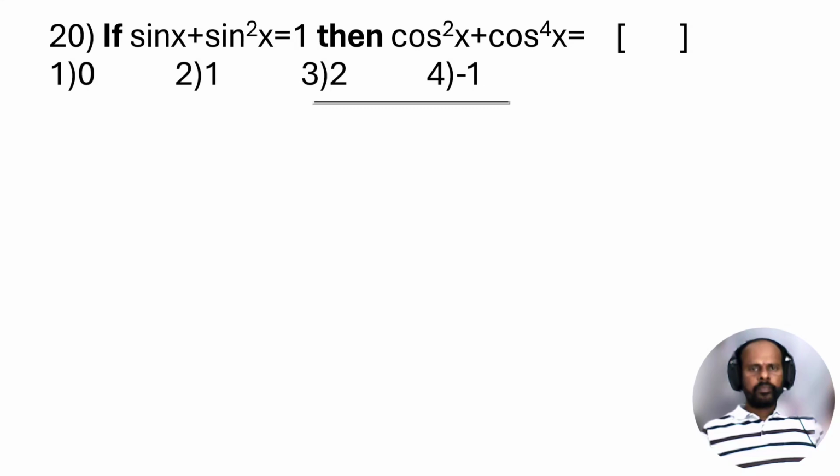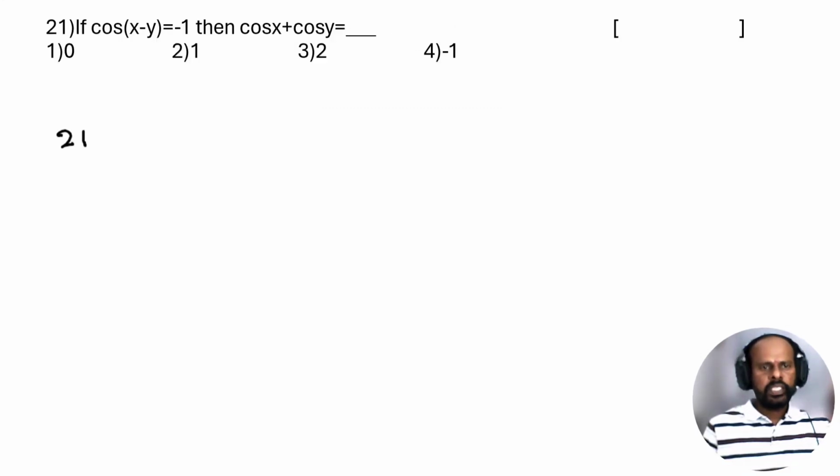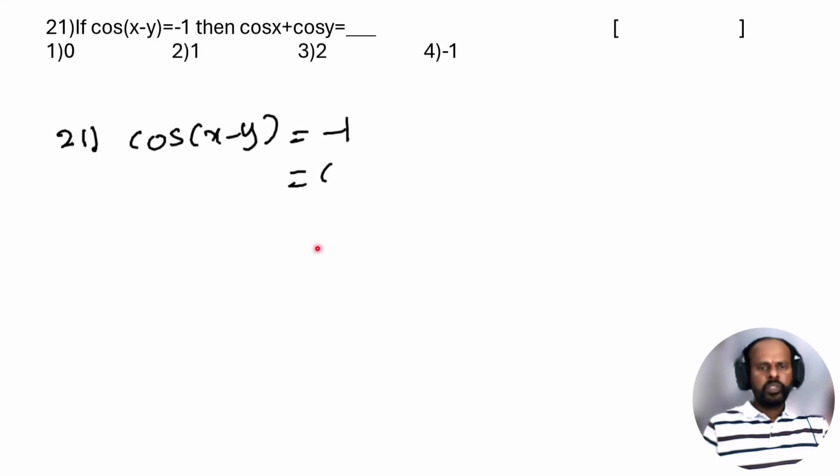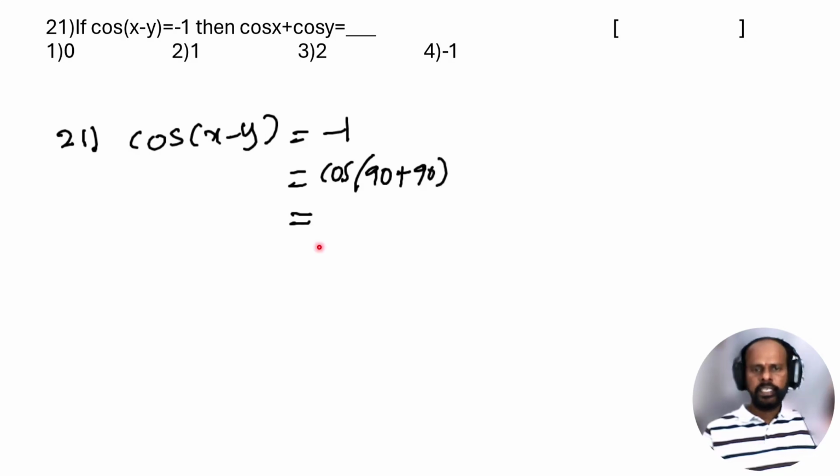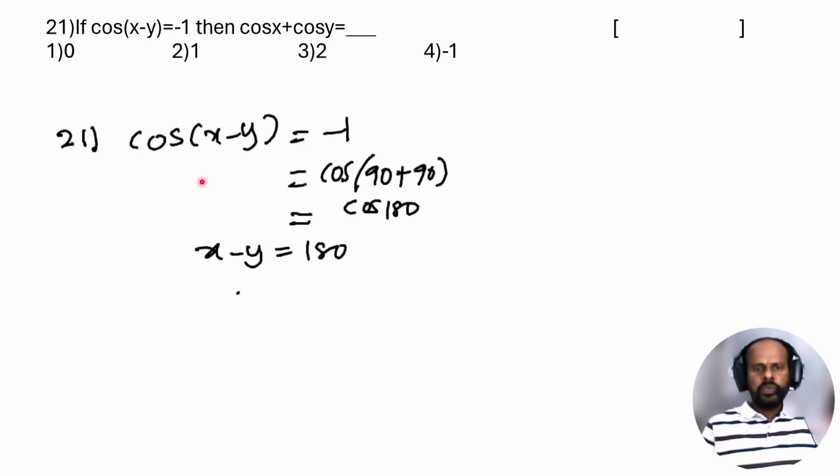In the question it is given that cos of x minus y equals minus 1. So I am writing minus 1 as cos 180, since cos of 90 plus theta is minus sin theta, and in the second quadrant it is minus 1. So cos 90 plus 90, which is 180. Cancelling cos, x minus y equals 180.